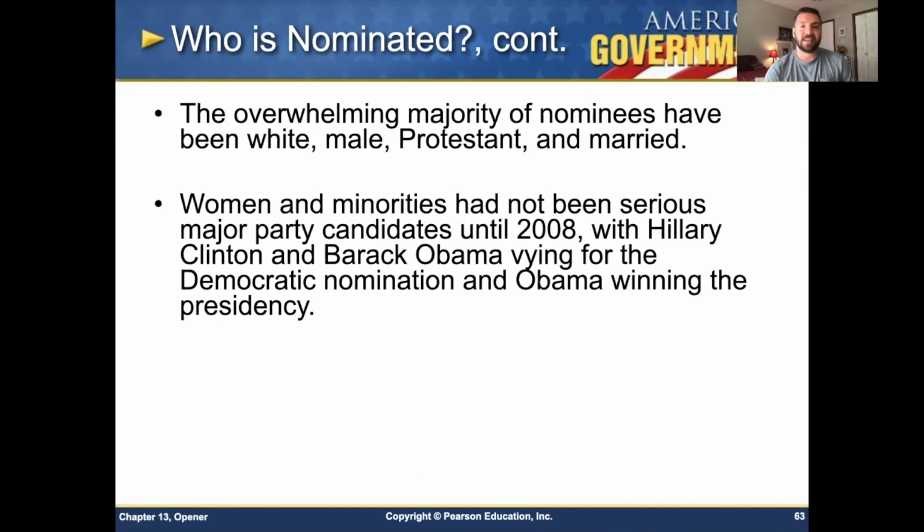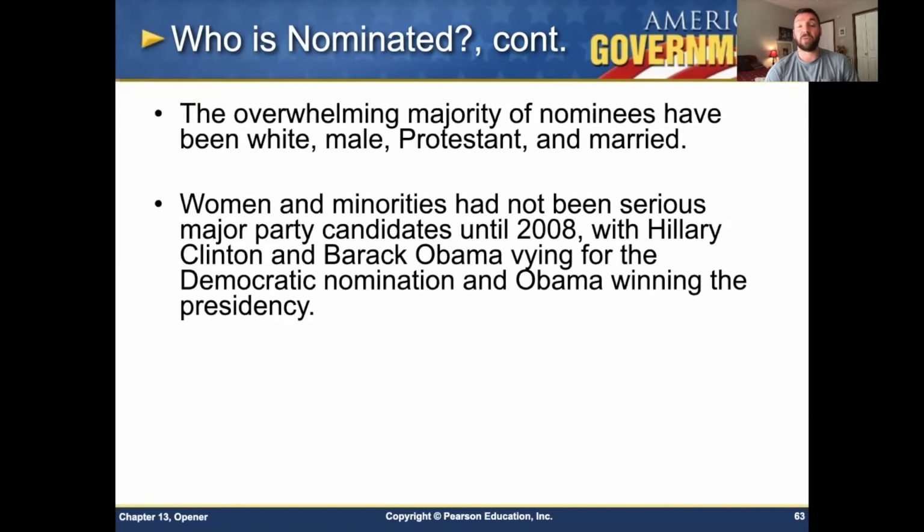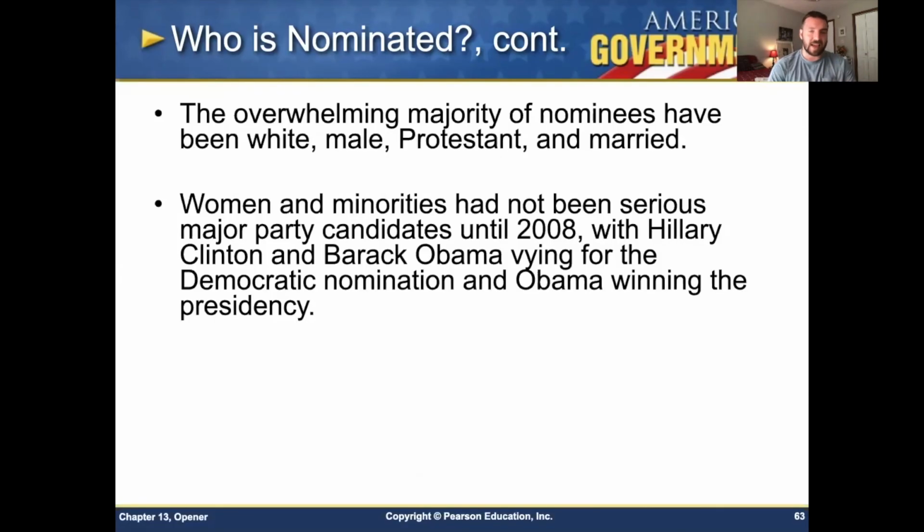As far as Protestant, that's a religious kind of preference. We have had one Catholic president, JFK. All other presidents have been some flavor of Protestant Christianity. Most have been married. Off the top of my head, we've had one bachelor president, which was James Buchanan. If you go back to the antebellum period before the Civil War, you had Grover Cleveland in the 1880s, who was a bachelor when he was elected, but then actually is the only president we've ever had that got married while in the White House.